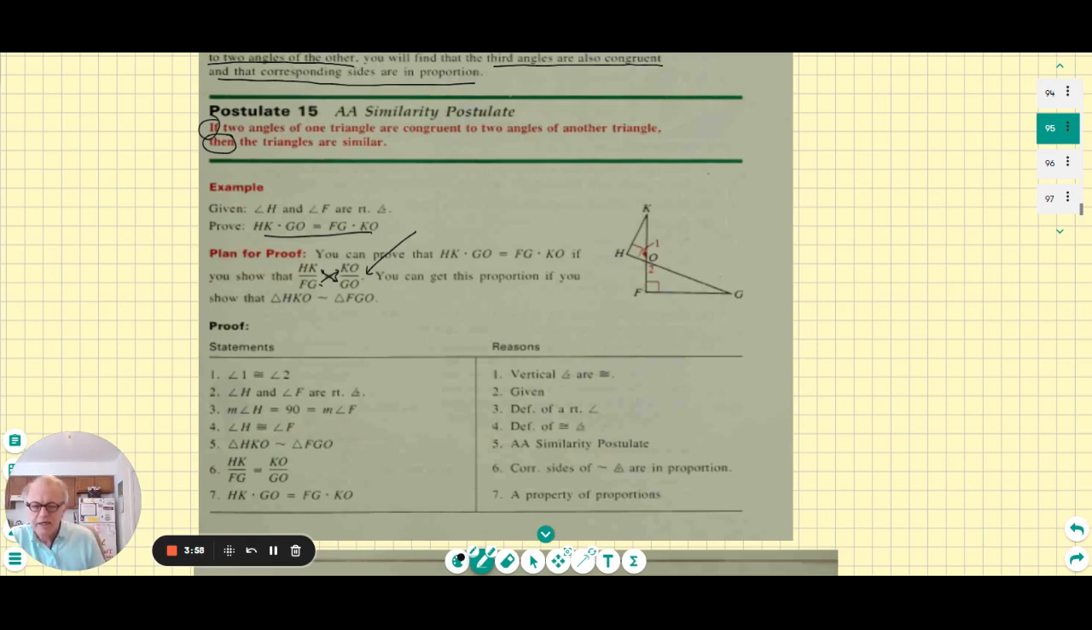So by this AA similarity postulate, HKO is similar to FGO because we have two angles that are congruent: angles 1 and 2 by vertical angles, and angles H and F because they're both right angles. Since two angles of one triangle are congruent to two angles of another triangle, these are similar. And since they are similar, HK over FG equals KO over GO because corresponding sides of similar triangles are in proportion. Then one of the properties of proportions is that we cross multiply and they're still equal.